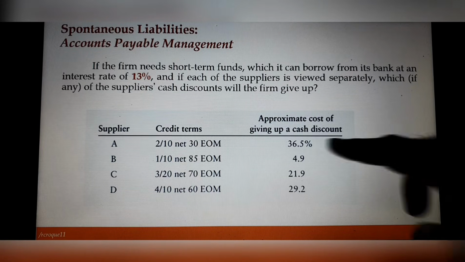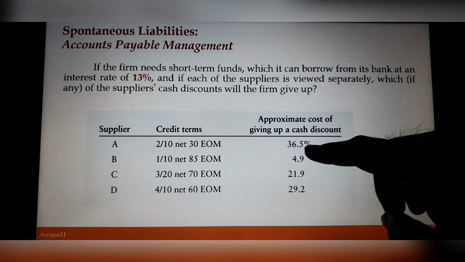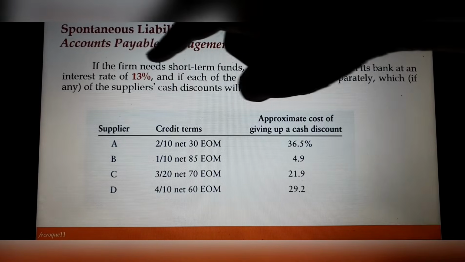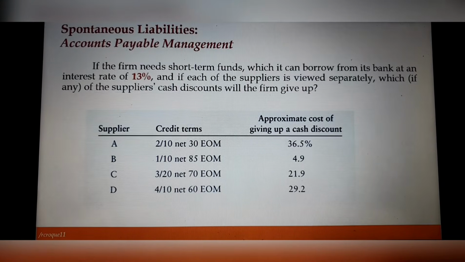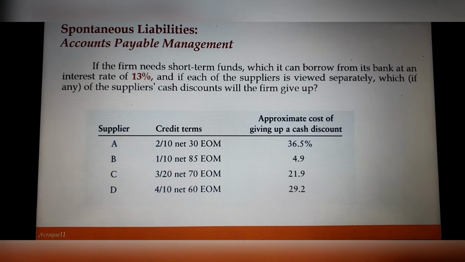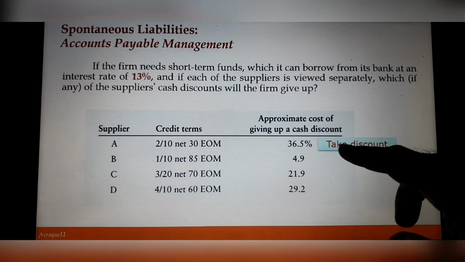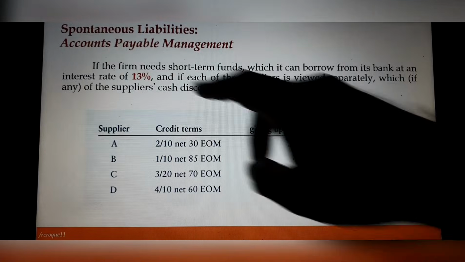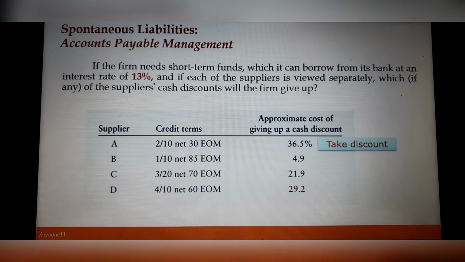Okay, so let's take a look at number 1. The cost to give up is 36.5%. But if you don't want to give up, you borrow. The cost would be 13%. So what do we want? Of course, the lower cost. So the question is, are we going to take or let go of the discount? The answer is take the discount. Because if you let go, that will cost you 36.5%. If you take, that will cost you only 13%. Okay? How about for letter B?